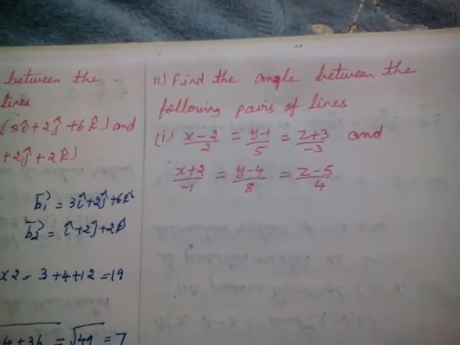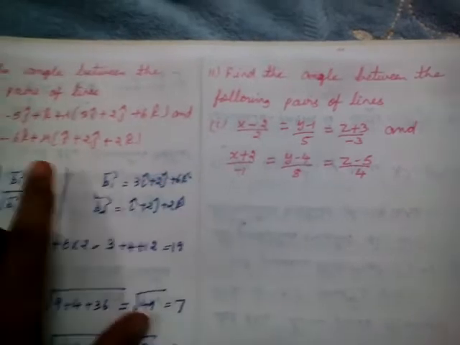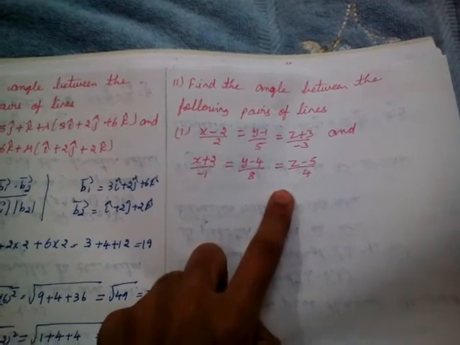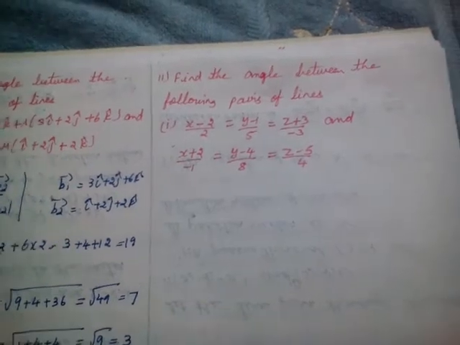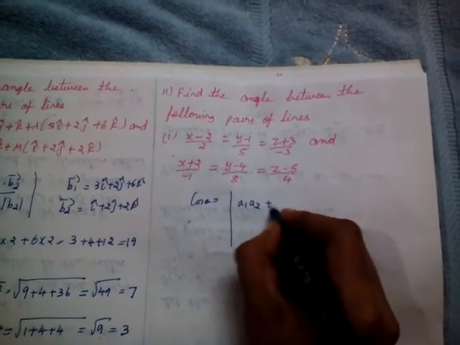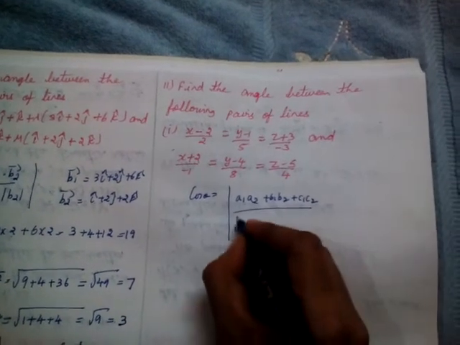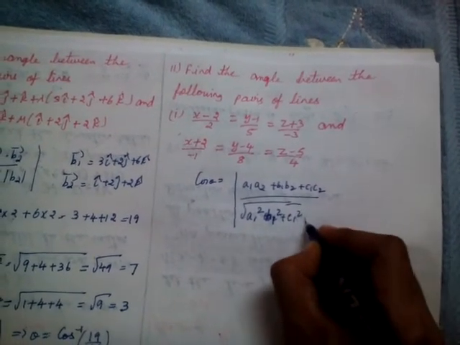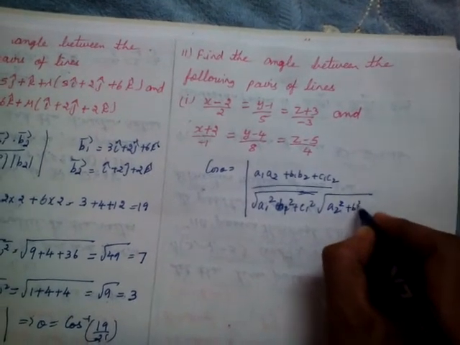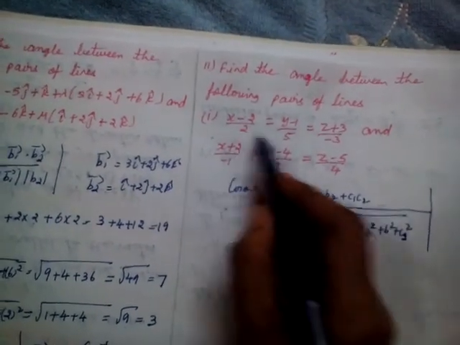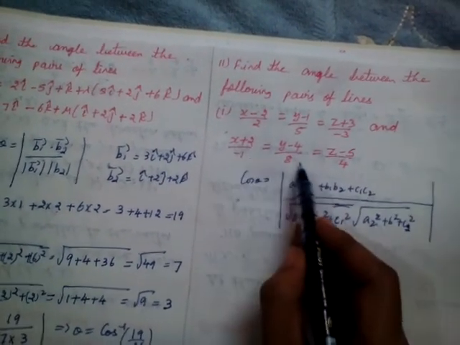This is the angle. Now the next one: you are asked to find the angle between the following pairs of lines. Here one is given in Cartesian form and the other was given in vector form. What is the formula to find the angle if the line is given in Cartesian form? If it is given in Cartesian form, cos theta is equal to the modulus of a1 a2 plus b1 b2 plus c1 c2 divided by root of a1 square plus b1 square plus c1 square into root of a2 square plus b2 square plus c2 square. Now what is a1, b1, c1? This is a1, b1 and c1. And here this is a2, b2 and c2.